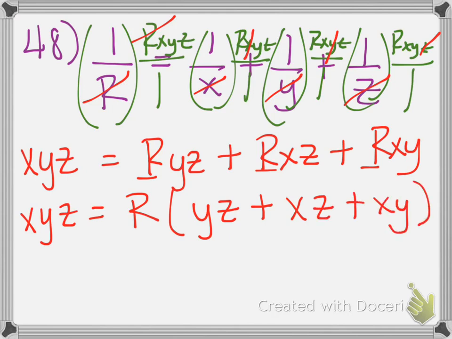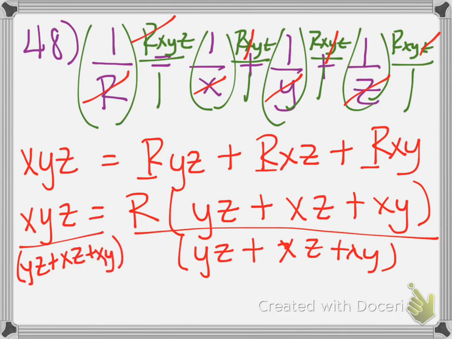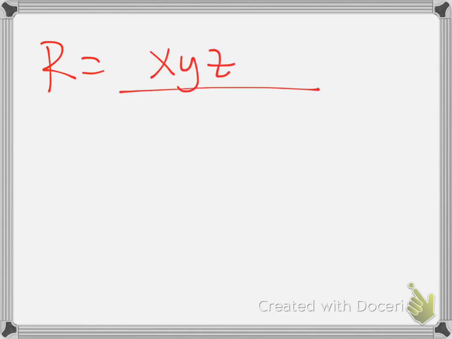Okay, and again, you need to get r isolated. So that means I'm going to divide everything by yz plus xz plus xy. And I'm going to divide that side by yz plus xz plus xy. So now my final answer is r equals xyz all over yz plus xz plus xy.